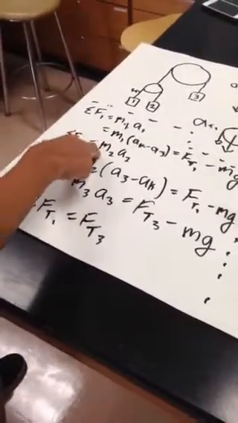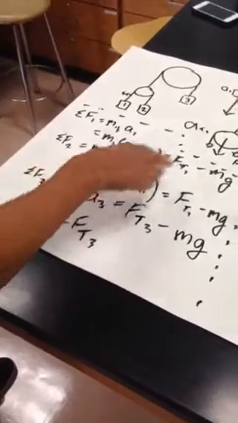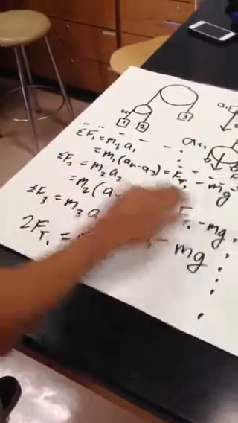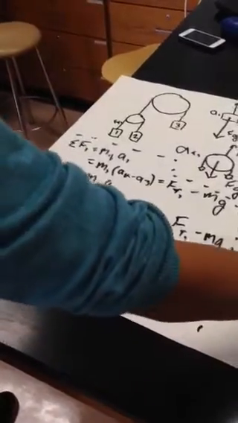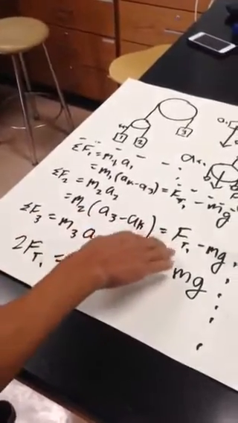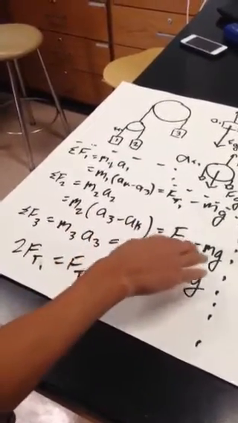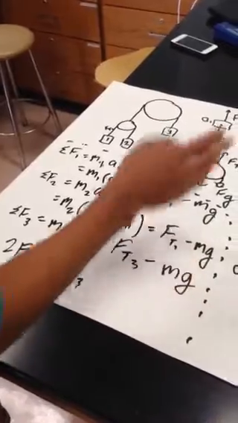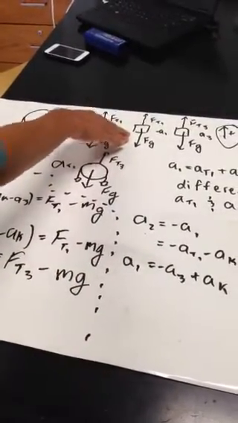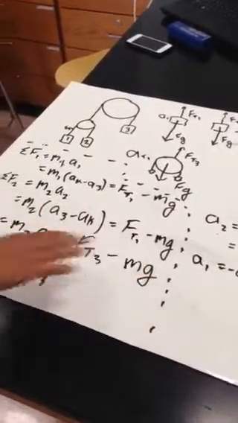Then we have our second sigma F statement, m2 A2. It's the same idea. We plug in for the acceleration A2, which is A3 minus AK. So the mass of the second block times (A3 minus AK) should be equal to the force T1 minus the force of gravity. We can see that from our second free body diagram: force T1, force of gravity, plug in right here, and we have our second equation.